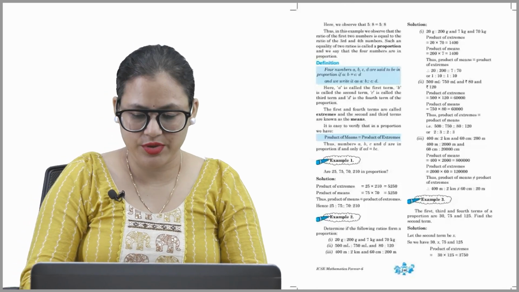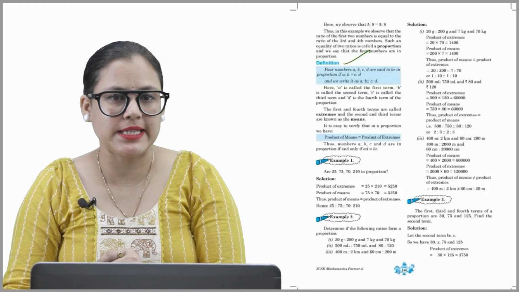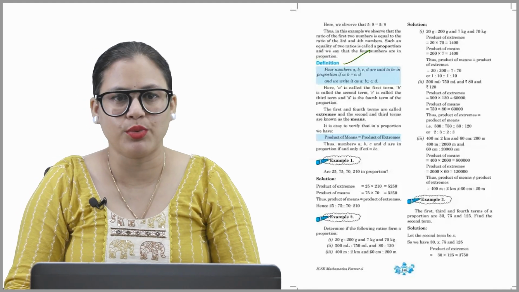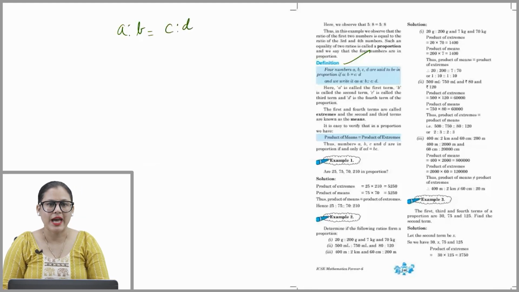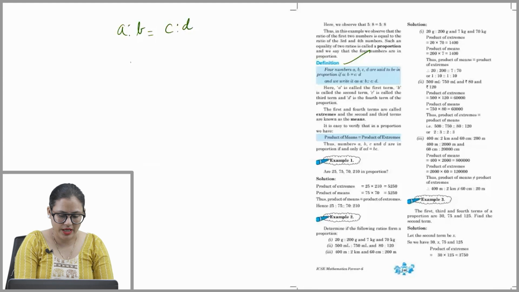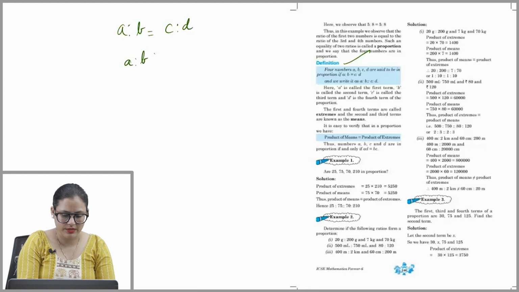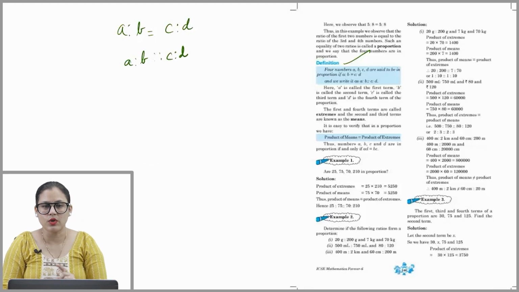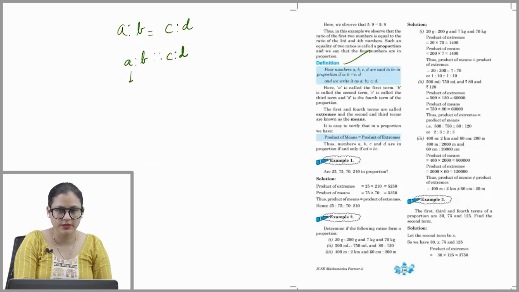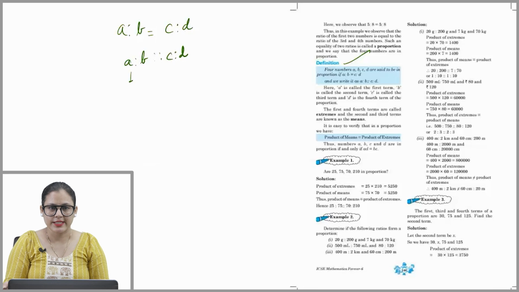So what is the definition? Four numbers A, B, C, D are said to be in proportion if A is to B is equal to C is to D. And we write it as A is to B such that C is to D. Here A is called the first term, B is called the second term, C is called the third term, and D is the fourth term of the proportion.